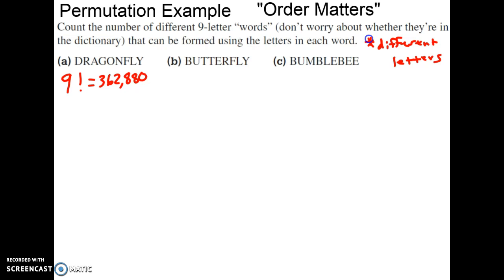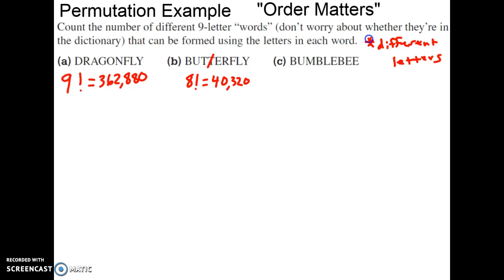Then moving on to B here, butterfly. The word butterfly only has one repeat, which is T, and so then we're down to 8 letters, and we go 8 factorial there, which is down to 40,320, which seems like you only repeat one letter and you go from 362,000 down to 40,000. That's a pretty big leap.